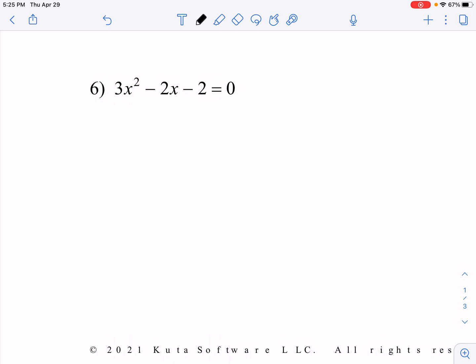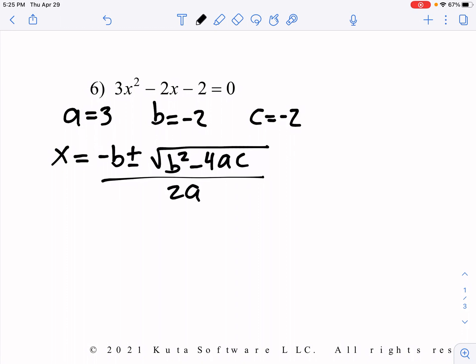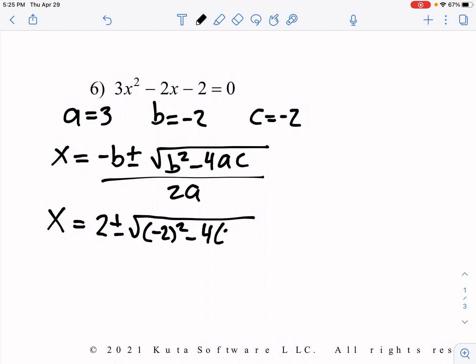Okay. So with this, again, we're going to start out with a is 3, b is a negative 2, and c is a negative 2. Write the equation, x equals a negative b plus or minus the square root of b squared minus 4ac all over 2a. Plugging in our b is a negative 2. Notice it's a negative, so a negative and negative are going to make a positive 2. Plus or minus b squared, negative 2 squared, minus 4 times a is 3, and c is a negative 2.